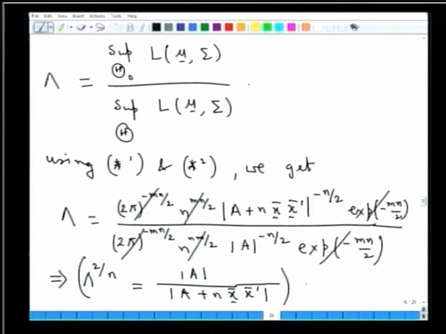So we will look at this in the next lecture. We will start with this particular form and see what is the correspondence of this likelihood ratio lambda and that of the Hotelling's T-square distribution.